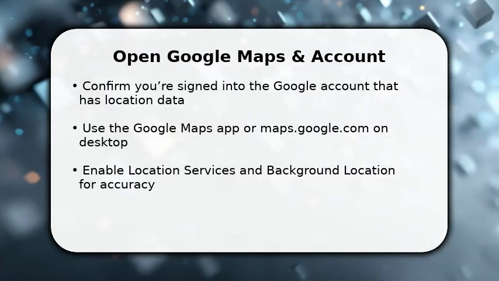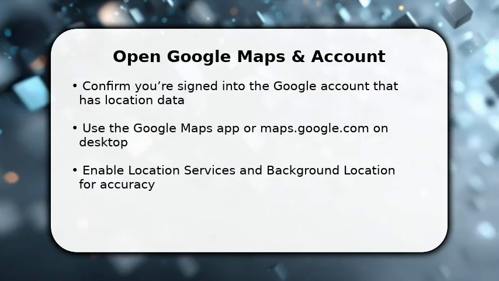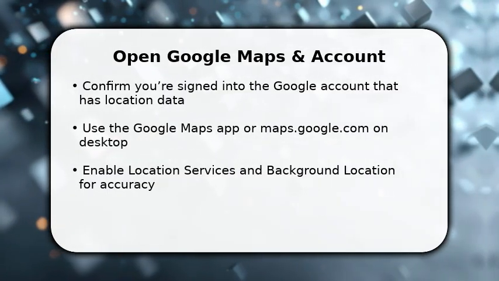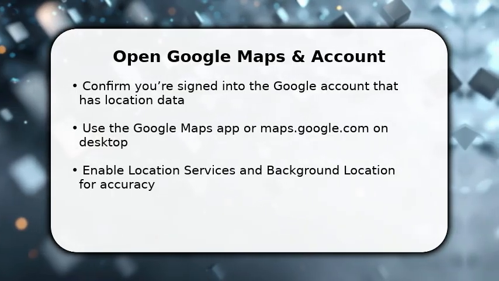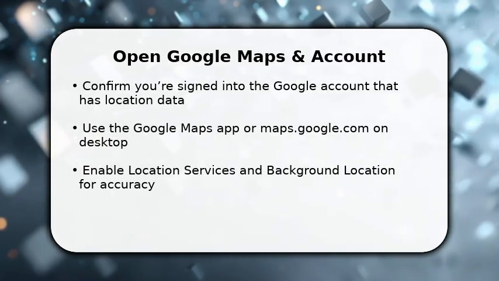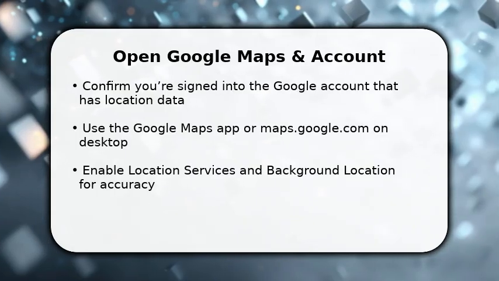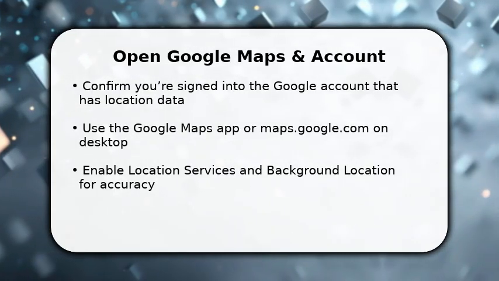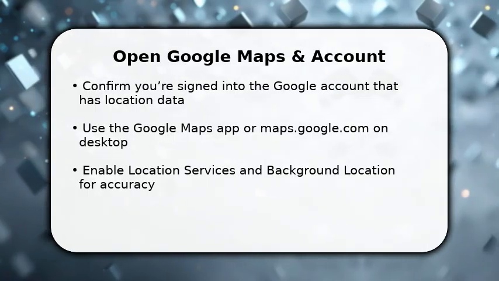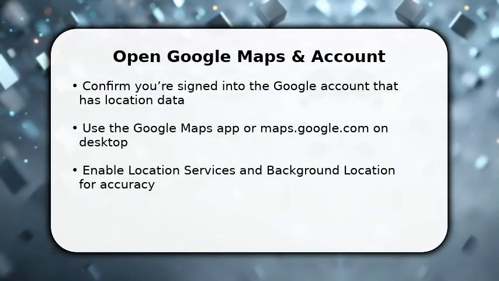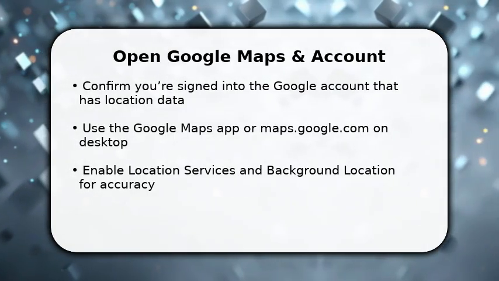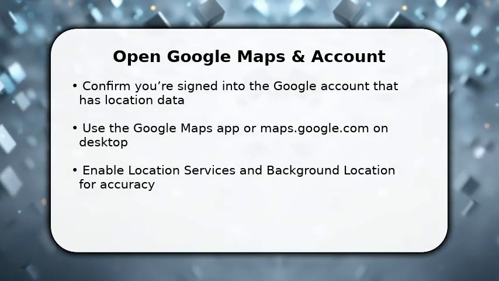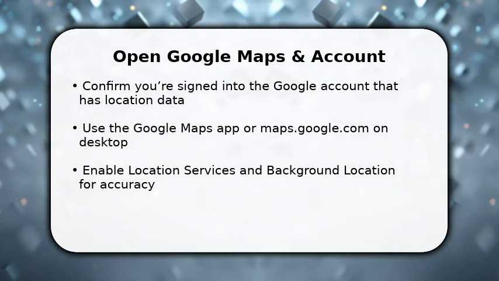You start by opening Google Maps and confirming you're signed into the correct Google account. This is crucial because location history is account-specific. Once done, make sure location services are on for your device and that Google Maps can run in the background so recent points appear. If you're on desktop, use the same account at Maps.Google.com, on mobile use the app. These first steps link the app to stored data, so you can access history rather than trying random settings later.